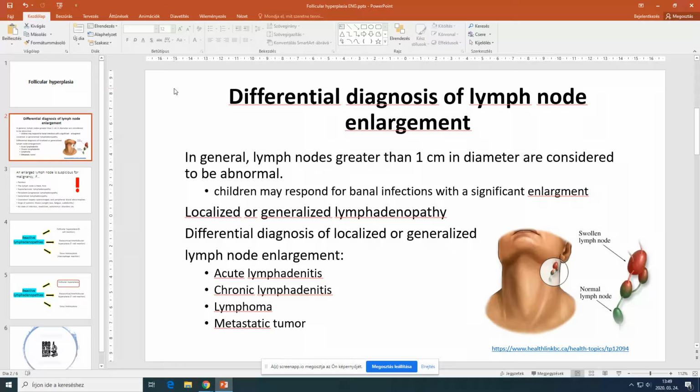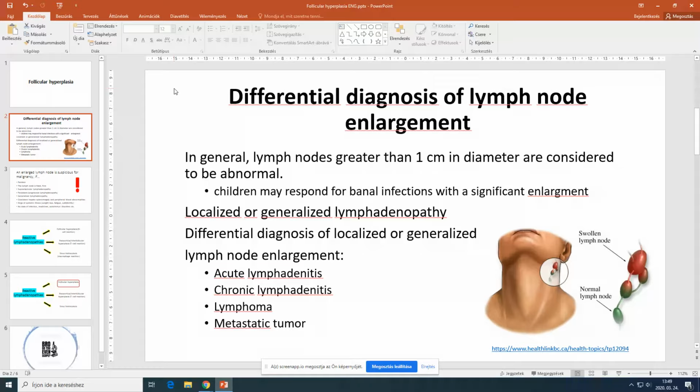First we have to talk a few words about the differential diagnosis of lymph node enlargement. In general, lymph nodes greater than 1 centimeter are considered to be abnormal. However, children may respond to an infection with a significant enlargement. Lymph node enlargement can be observed in a single area or can affect multiple lymph node regions. Therefore, we can talk about localized or generalized lymphadenopathy.